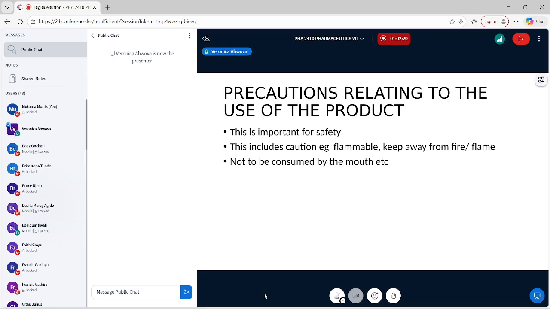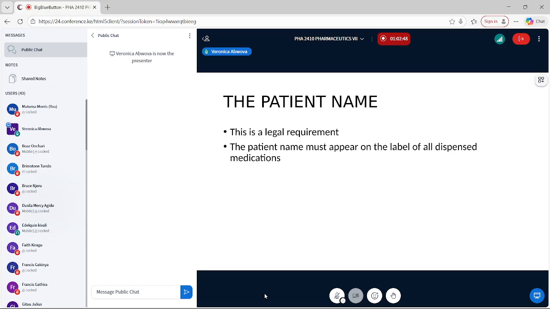Precautions relating to the use of the product, this is important for safety. Okay, it includes things like flammable, if a product is flammable, so that it can be kept away from fire, not to be consumed by mouth. Okay, for external use only. Those are labels relating to, or rather precautions.